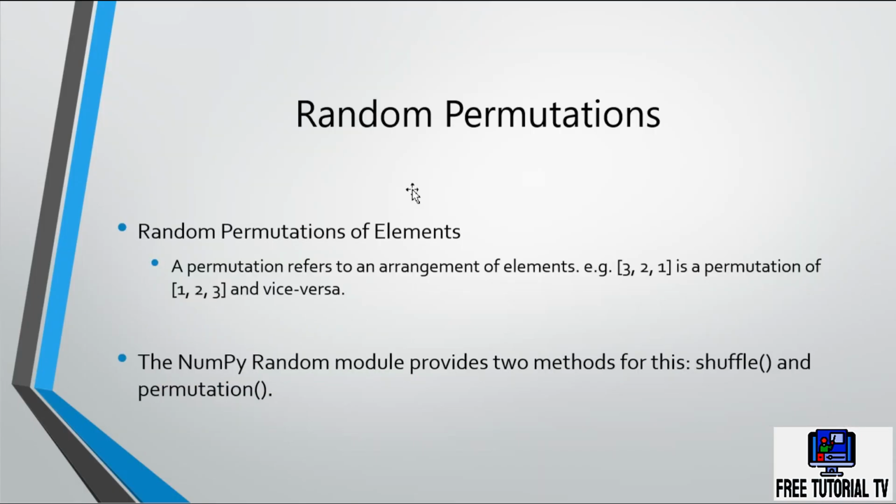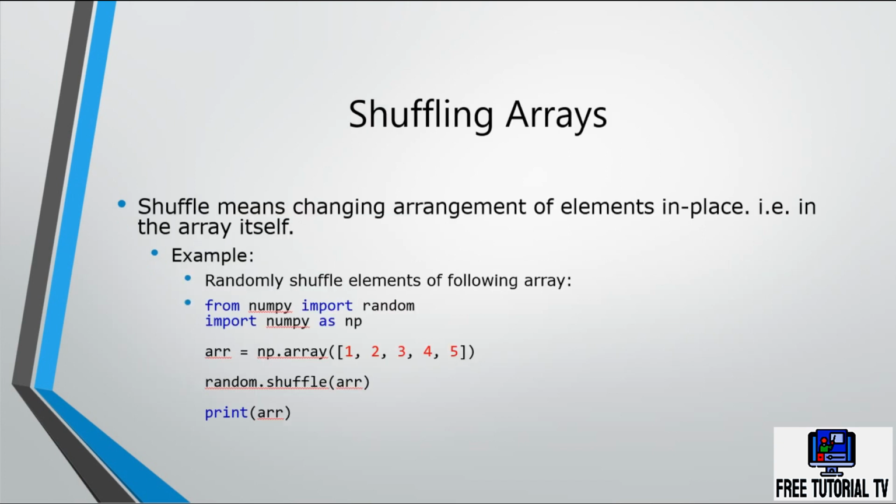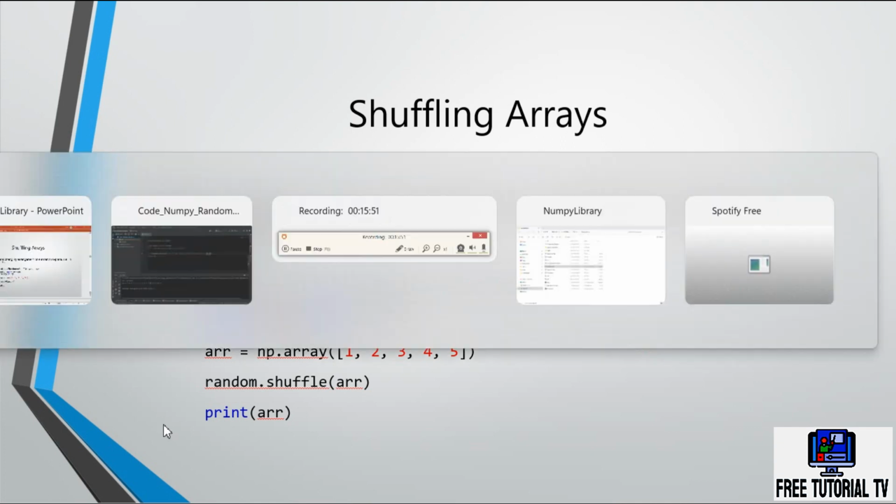Let's see the next example, random permutations. Random permutation is nothing but giving a permutation of your numbers, an arrangement of those elements within your array. Here you can use two methods. One is shuffle and one function is called permutation. Let's see the example. In this example, I will show you a random generation: we will generate a NumPy array, and in the NumPy array you just shuffle the array. Let's see in the code how the NumPy array shuffles.